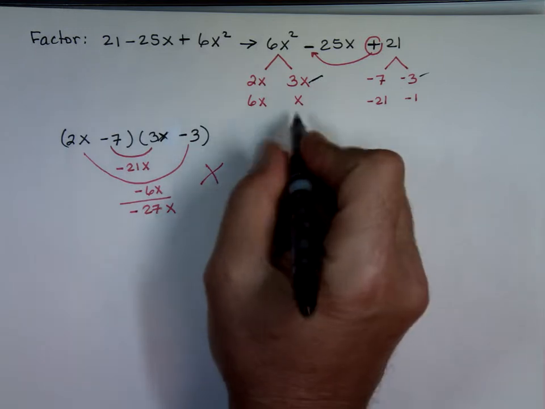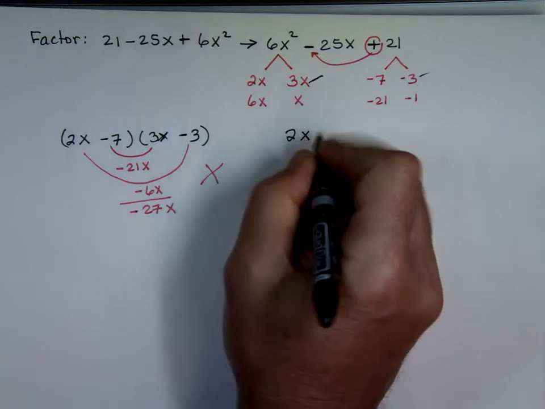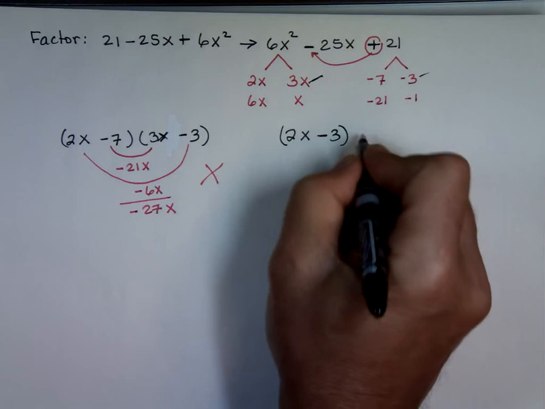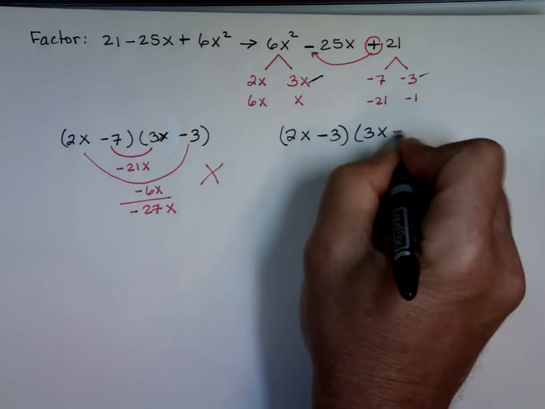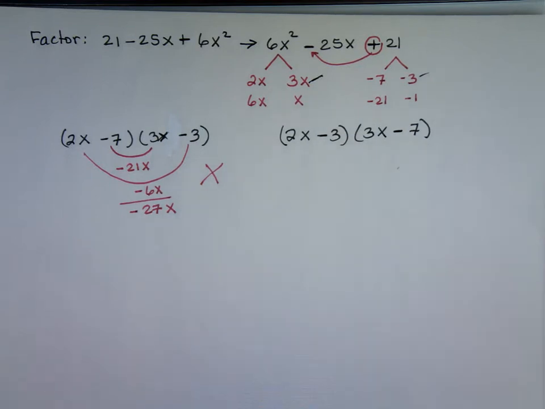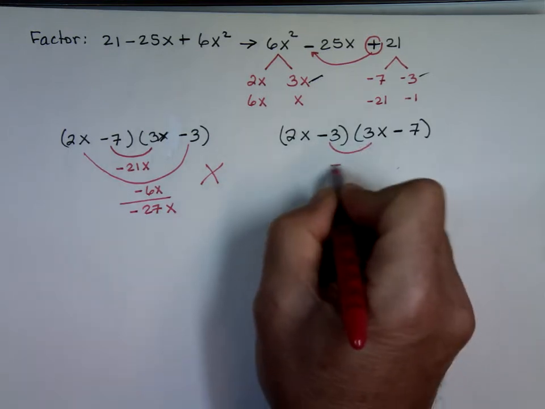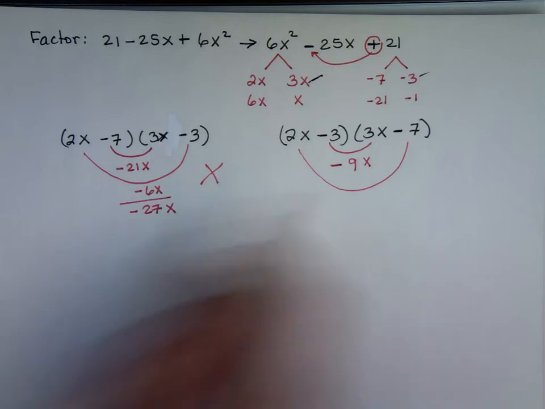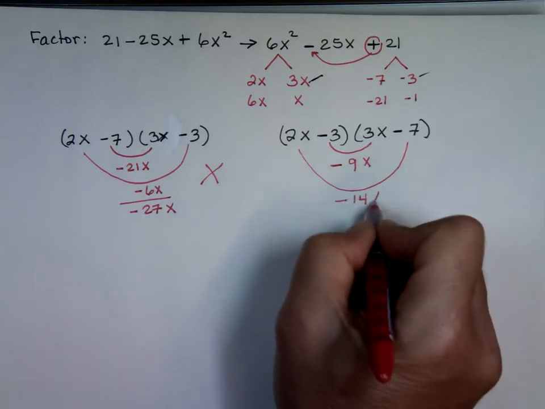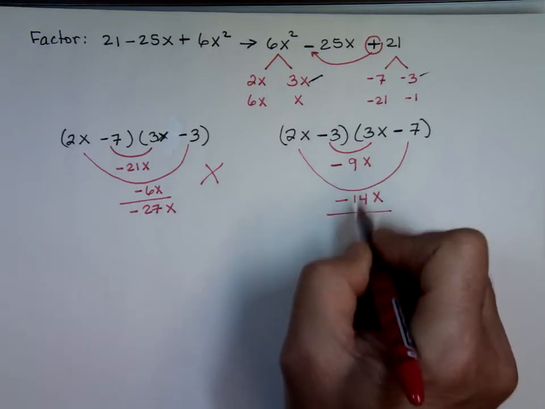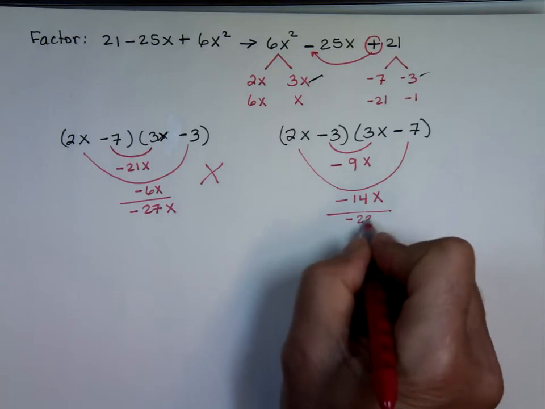Let me swap them. 2x minus 3x minus the 7. So I'm putting the negative 3 on this side, the negative 7 on that side. Negative 9x. Negative 7 times 2, negative 14x. And when we add them, what's the result? 9 and 14 is 23x. Nope, not good.